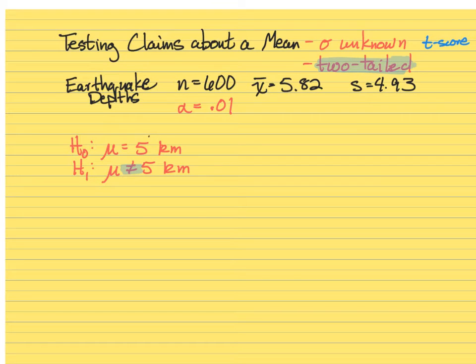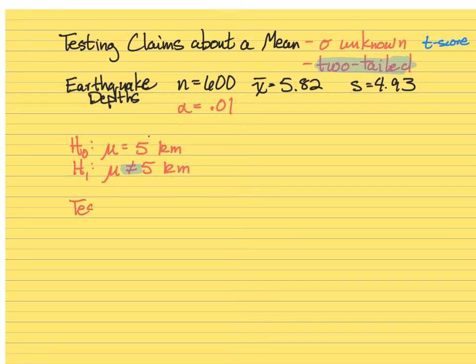In addition, we go out and gather our data. So we looked at 600 random earthquakes, and they had an average of 5.82 and a standard deviation of 4.93. This is the sample standard deviation. So we don't know sigma, we don't know the population standard deviation. Again, t-score. So there's our sample data.